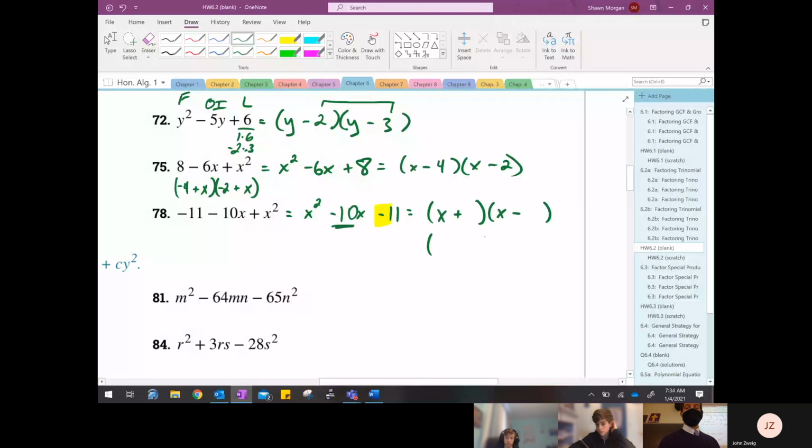What do you think? Will it be x plus 11 and x minus 1, or will it be x plus 1 and x minus 11? Which one of those, test your outer and your inner, which one of those is going to give you the -10x that you want? Yeah, the one with the -11, this second one right here.